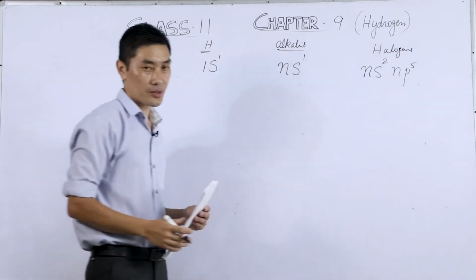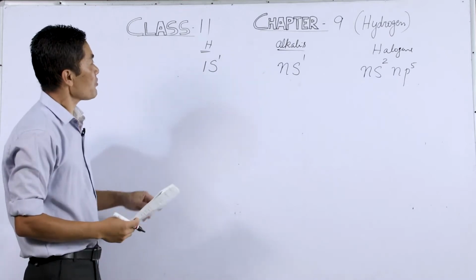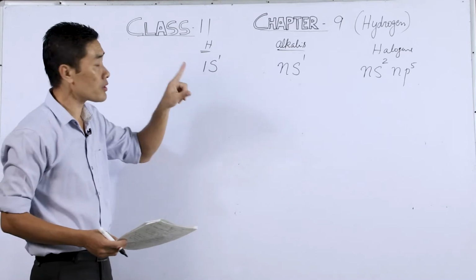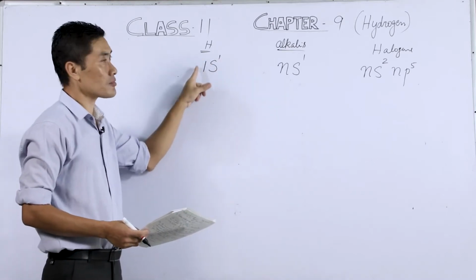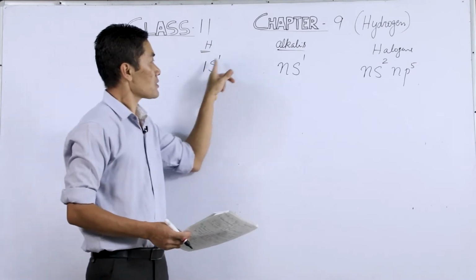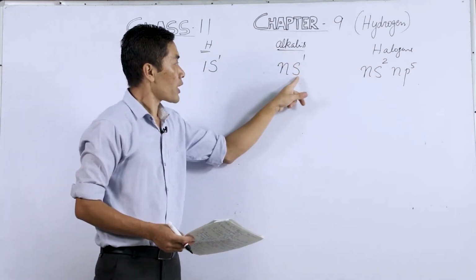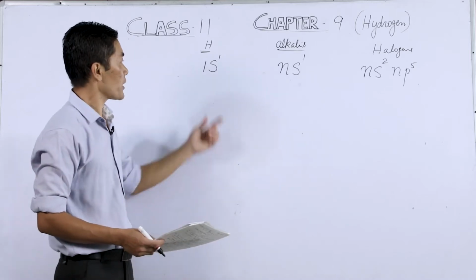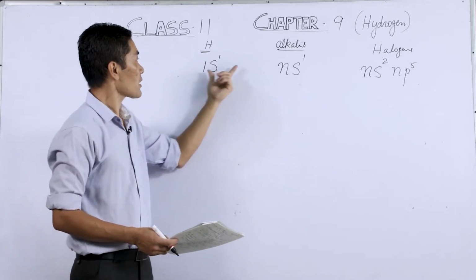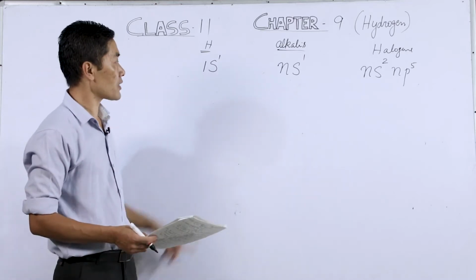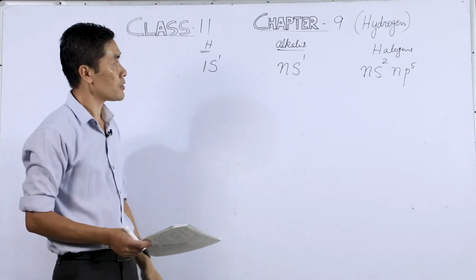These are the configurations. Now, if we just see the electronic configuration of hydrogen, it has only one electron in its valence shell, which is the first shell itself. Just like this, alkali metals also have one electron in the s orbital of the valence shell. So in this respect, both alkalis as well as hydrogen have only one electron each in their valence shells, and that too in the s orbitals.